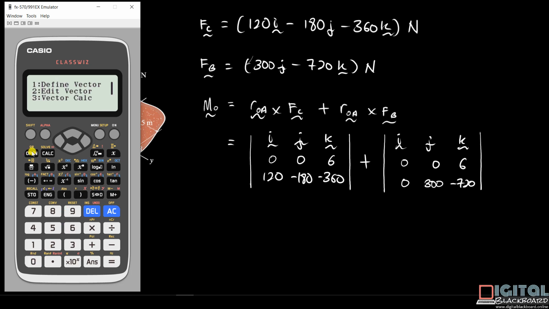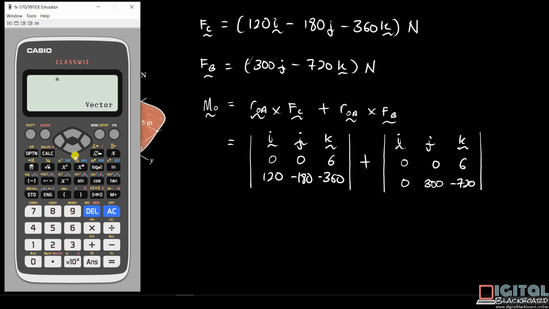And then we define our last vector FB. We store this into a vector C, which is option 3, 3-dimensional, which is 0, 300, minus 720. Okay, then option, what we can do now is to compute the cross product. So we choose 3, vector calculation.